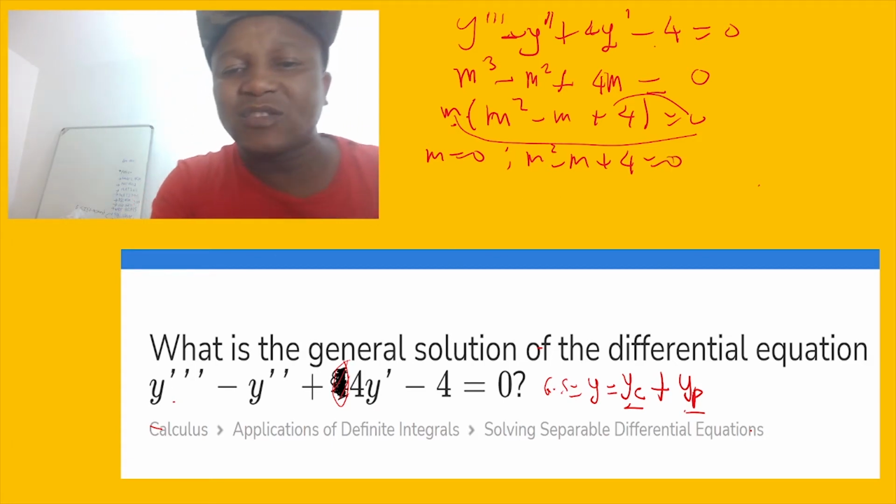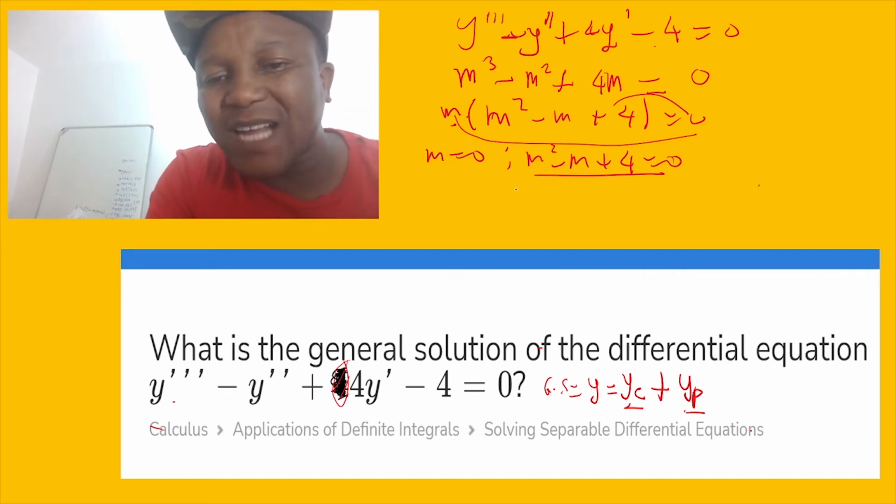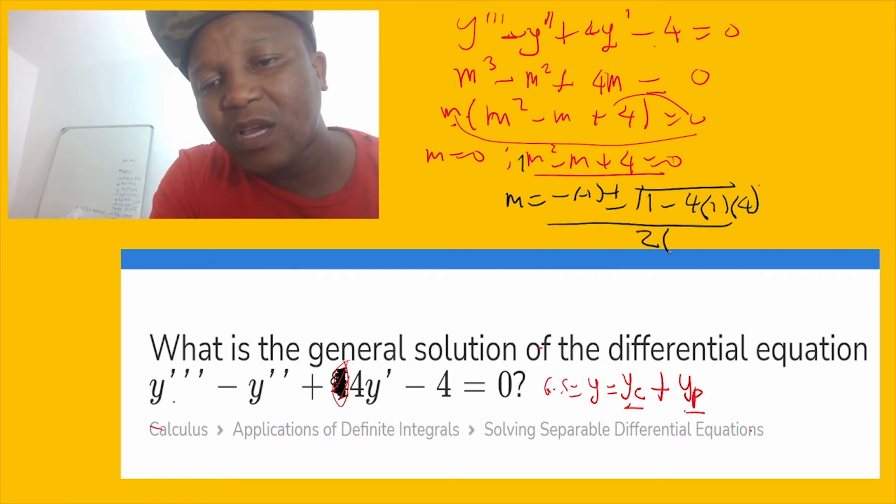So we can solve the quadratic. If you solve the quadratic, m equals negative b, what is our b? Negative 1, plus or minus the square root of b squared, negative 1 squared equal to 1, minus 4 times a equal to 1 times c equal to 4, all over 2 times a equal to 1.